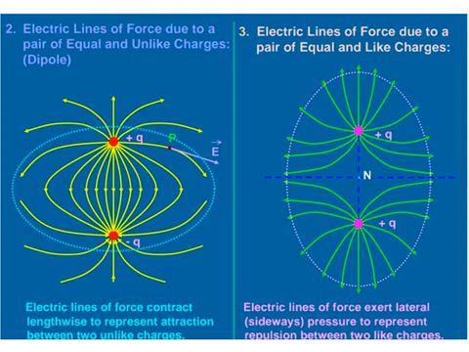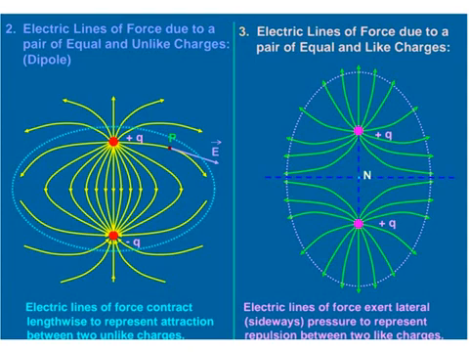This explains the attraction between two unlike charges, and the field is cylindrically symmetric about the dipole axis, and the electric field at all points on the equatorial line is parallel to the axis of the dipole.